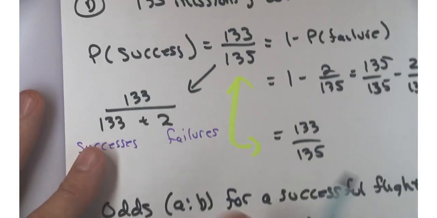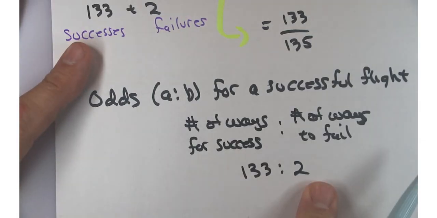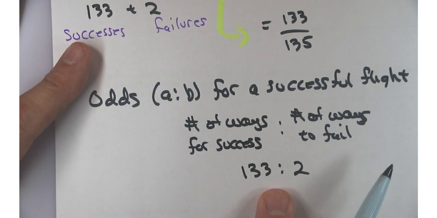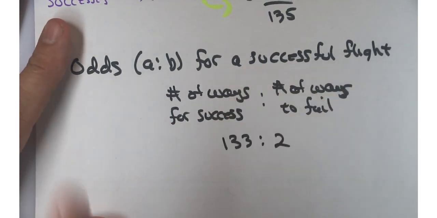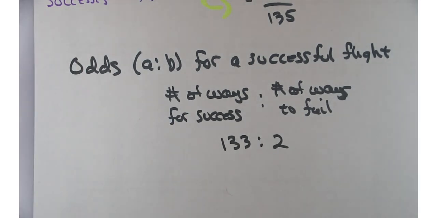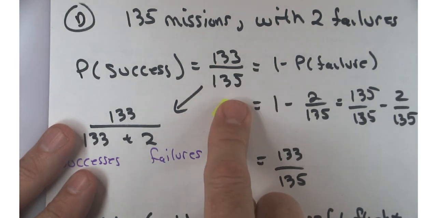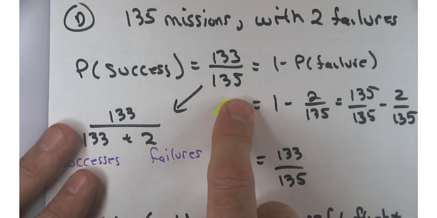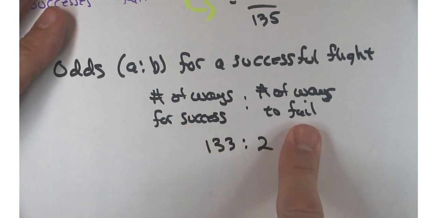So you're not using the total when you're talking about the odds, right? We didn't use the 135, we used the 133. So it's the number of successes, not the total number of flights. That was a little bit different. For our probability, the probability was 133 over 135. So here you're using the total. Here it's just the number of ways you can succeed versus the number of ways you can fail.